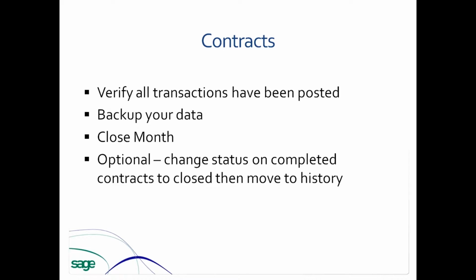And then again, if you've got a ton of contracts sitting in there that are closed, no longer active, totally complete, and you're having to scroll through those every time you go in to look at a current contract, go in and change the status on those contracts and then move them to history. Again, it's going to speed up your daily processing if you don't have to scroll through all of those closed or completed contracts every time you try to look something up.